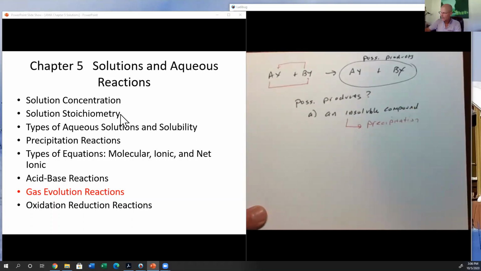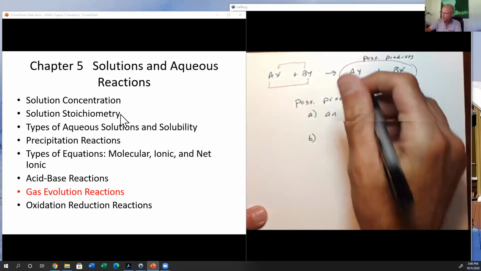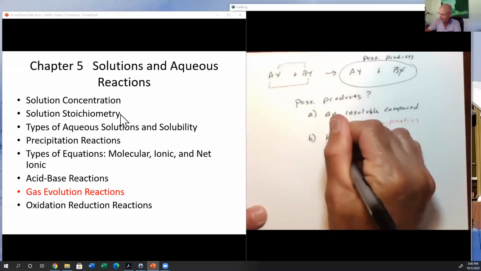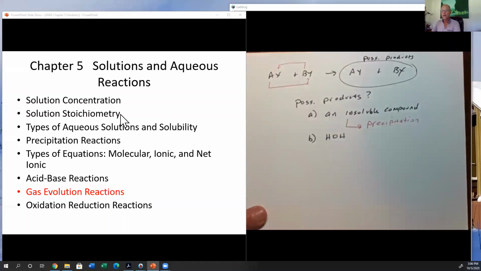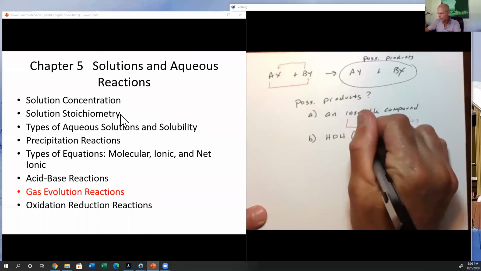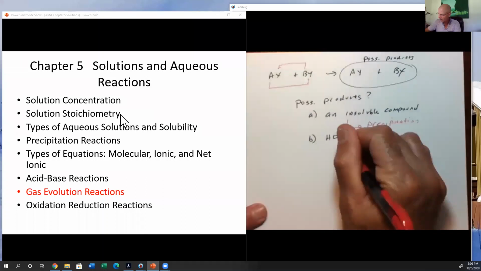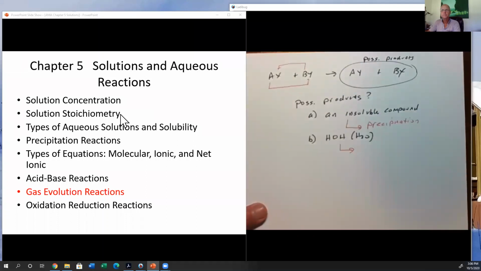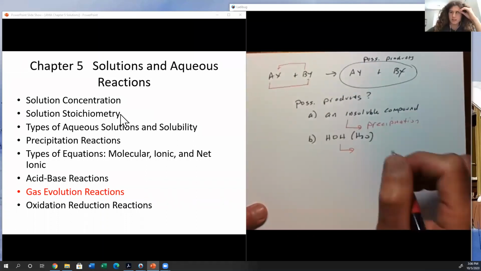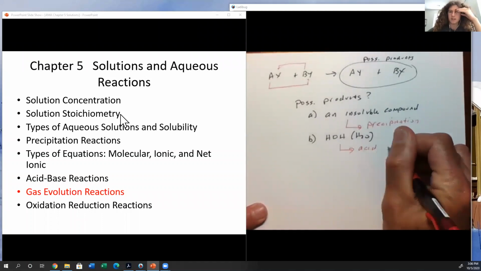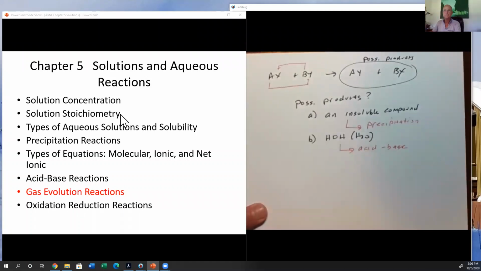For acid-base reactions, we're asking, are any of those possible products HOH, which is the same as water? If any of those possible products are HOH, then what kind of reaction do we have? Acid-base. Correct. Then we have an acid-base reaction.